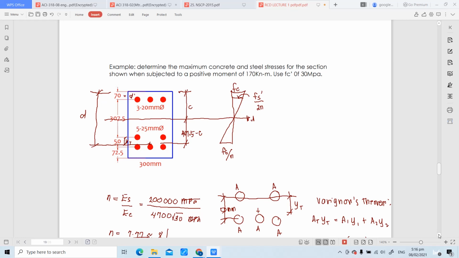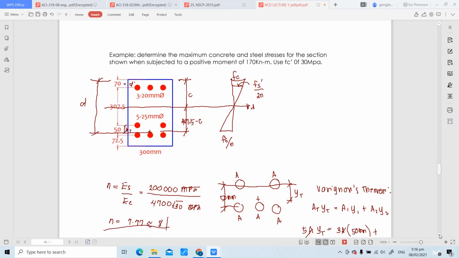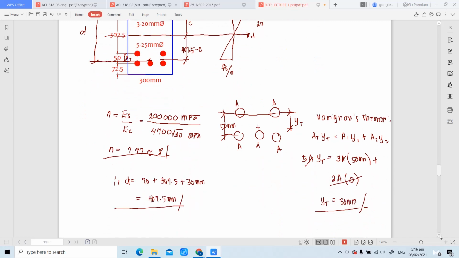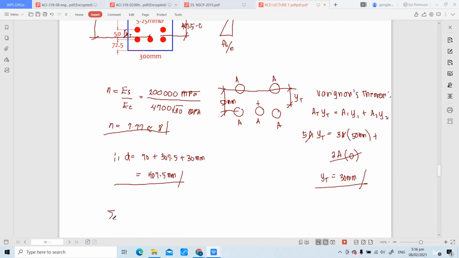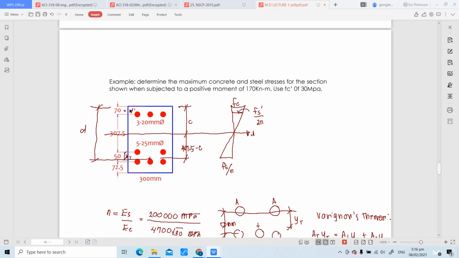Okay. So, let's analyze C. Para ma-compute yon, we will take summation of moment of area above the neutral axis equivalent to the moment of area below the neutral axis. Above the neutral axis muna. Anong area ang i-consider? Area ng rectangle at saka yung bakal. Always take note na yung bakal itra-transform nyo, para maging homogeneous yung section natin.